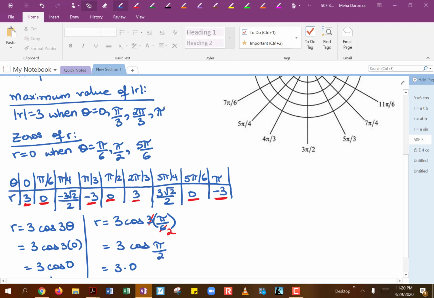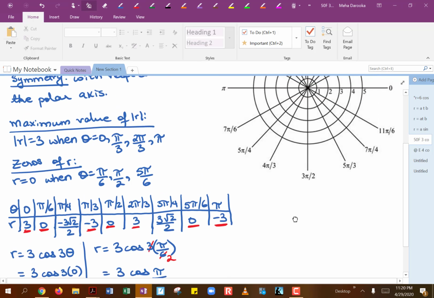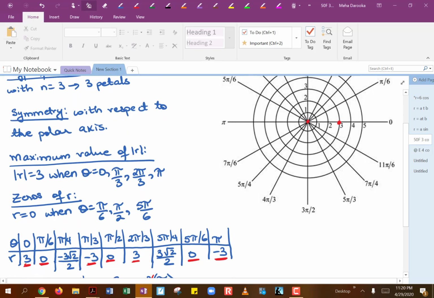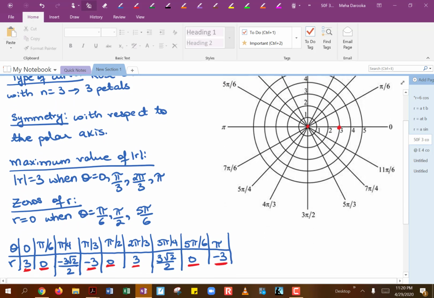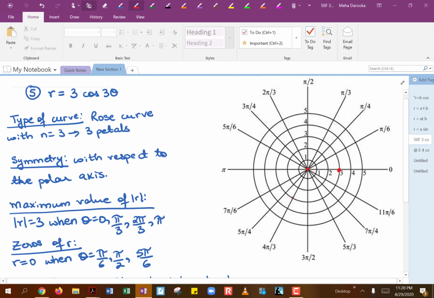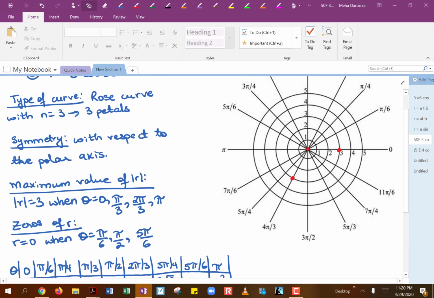Okay, so at 4 different angle measurements we have the maximum value, and at 3 different angle measurements we have our 0. So let's go ahead and see what this graph ends up looking like. So at 0 we are at 3, at pi over 6 we are at 0, pi over 3 is at negative 3, so pi over 3 at negative 3 will be right here.